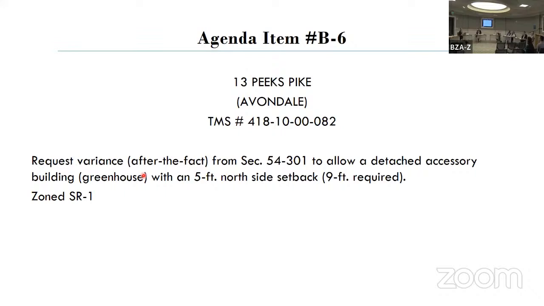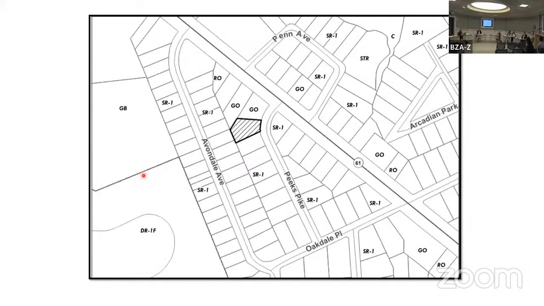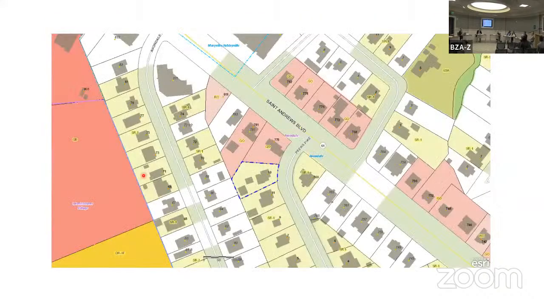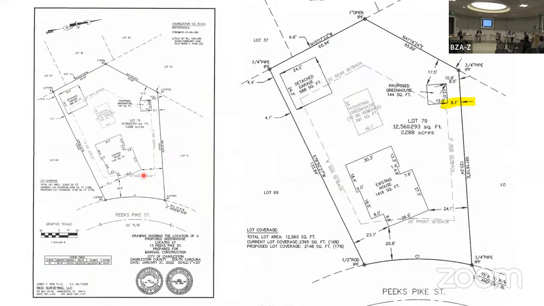This is a residential property in Avondale, situated here. The property to the north is a commercially zoned property along St. Andrews Boulevard. And another aerial view is a property zoning map showing that commercial zoning. So you see the existing house and a detached garage in the back. And then over here is the proposed greenhouse. The owner had contractors start work on it, and they realized that there wasn't a permit from the city, so they contacted us and said, is that a problem? And we said, well, yeah, a little bit.